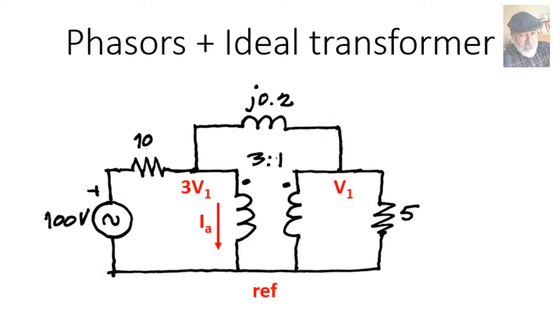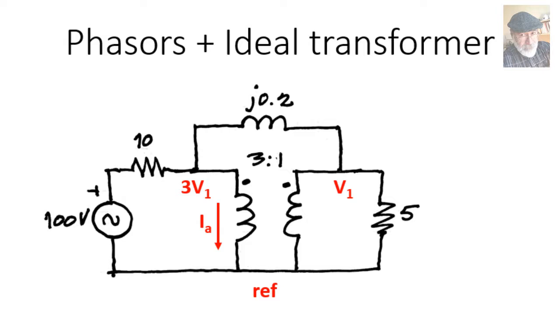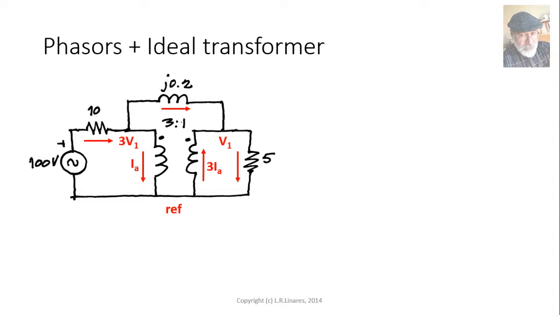What else? Well, the current on the left, I'll give it a name. It's an unknown. But then that current I have drawn entering the dot on the left on the high side. That means that the current will be leaving the dot on the right with a value of 3 times I sub A. There, we have only 2 unknowns, not 3 or 4. Now, branch currents, I've chosen them, and then we write the equations.